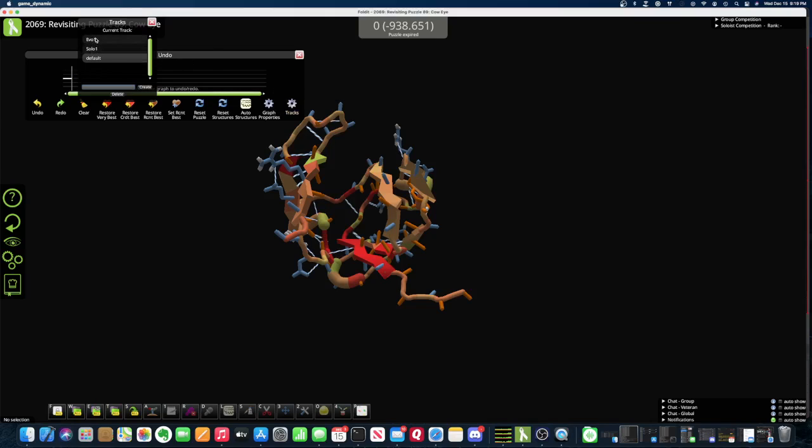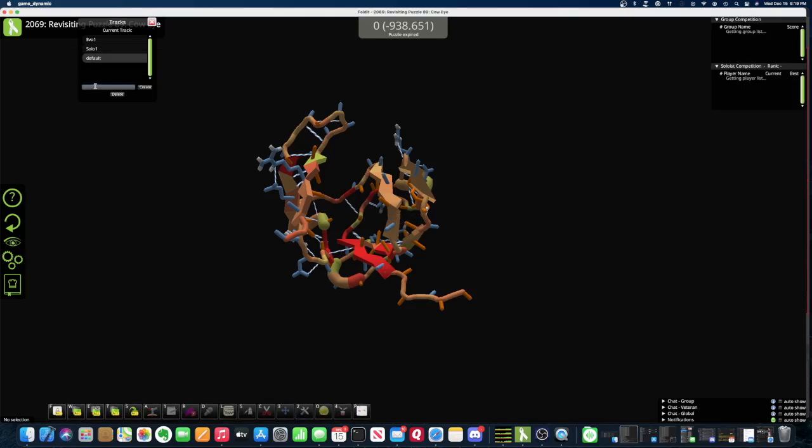You can see I've done this puzzle before. A track is a parallel part of execution. So you can have multiple clients working on the same puzzle, but each client needs to work on a different track, otherwise they interfere with each other. So let's just make a new track here. Let's do a recording track. Create. So we're all set.